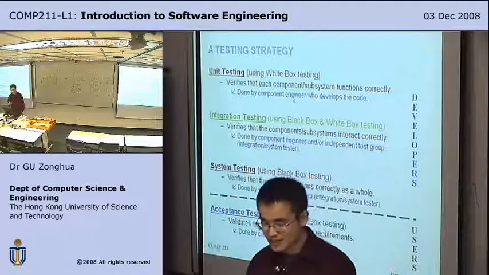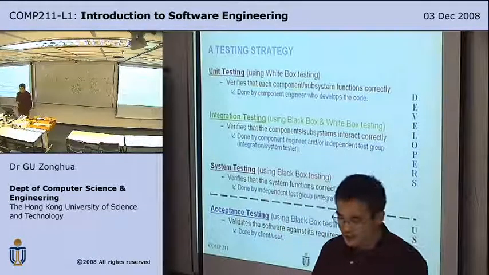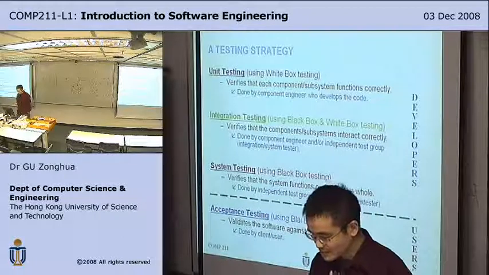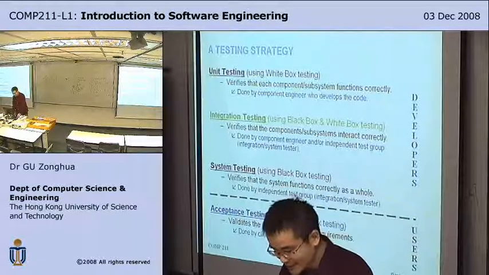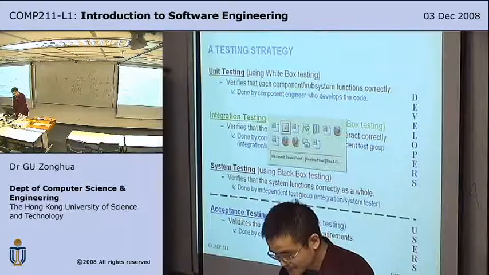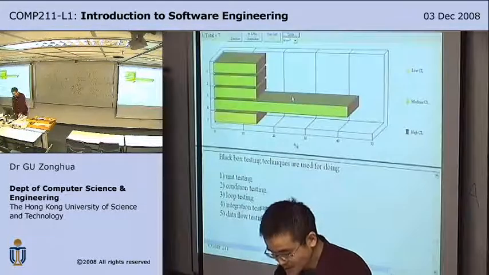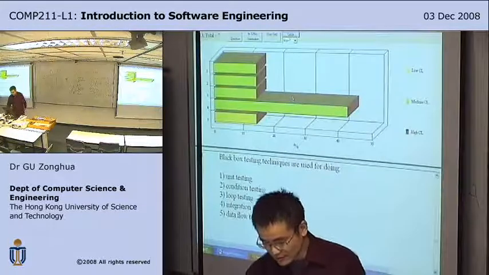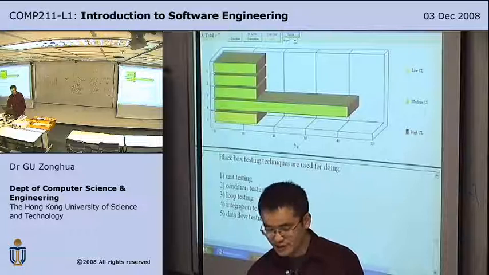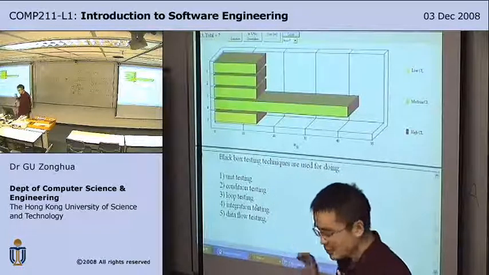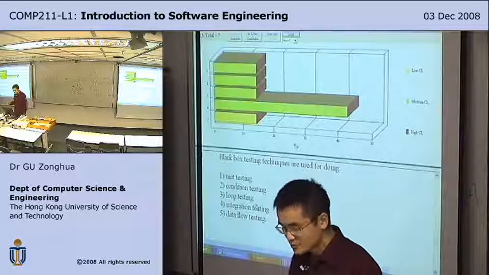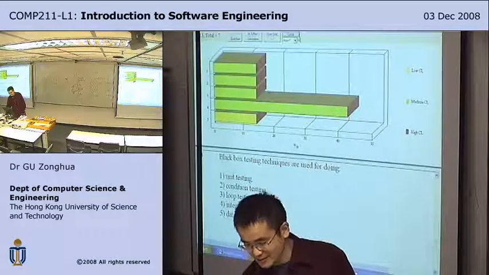Integration testing can be done with white box or black box testing. So system testing is always done by black box testing. Acceptance testing is black box. So therefore, integration testing is the only type of testing among the 5 here that's possible for black box testing. All the others, you need the source code for white box testing.